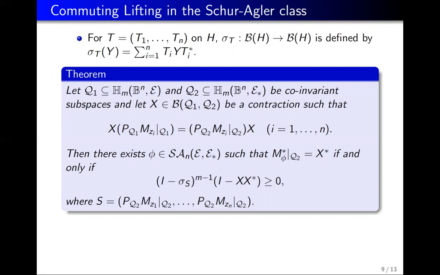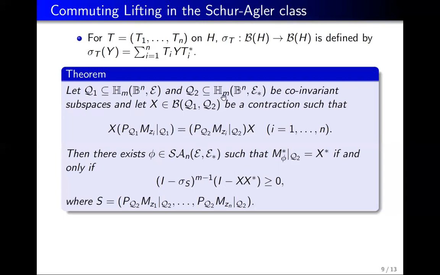So now, let me tell you a little bit about this positivity. If you take m equal to 1, then you see this I minus sigma S goes away because the power is 0. Therefore it requires that the identity minus X star X has to be positive, but we have already started with an X which is a contraction. So it automatically satisfies the hypothesis. So if you take m equal to 1, this hypothesis becomes trivial. So any contraction can then be lifted to the Schur-Agler class.